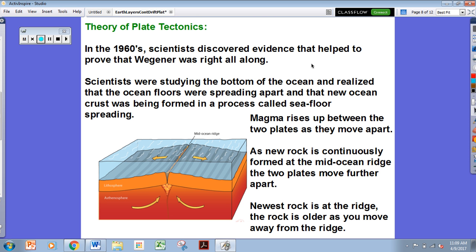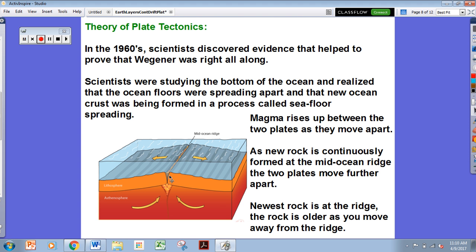At that time they didn't quite understand what was going on, but over time they came to realize that the ocean floors are spreading apart and that new ocean crust is being formed in a process called seafloor spreading. So this picture here shows this process happening. What happens is you have magma, which is melted rock in the mantle. It's rising up between these two tectonic plates as they're moving apart. And we can see the arrows here showing that they're moving apart. As that happens, new rock is being formed right here at the mid-ocean ridge.